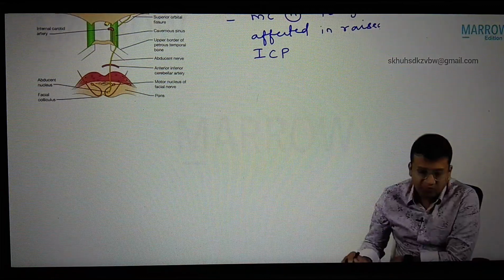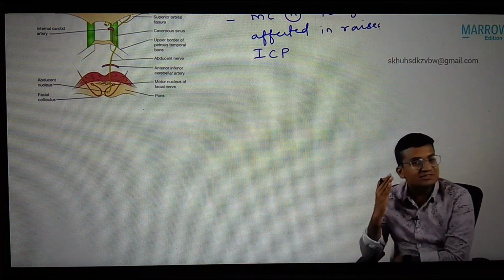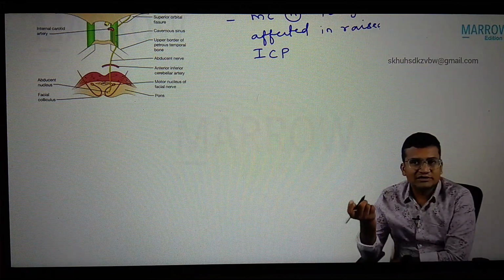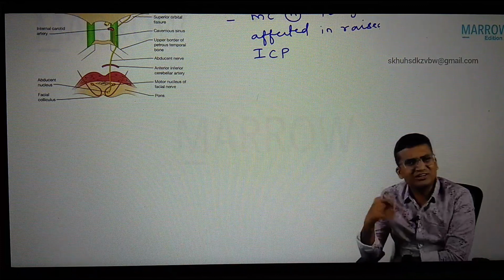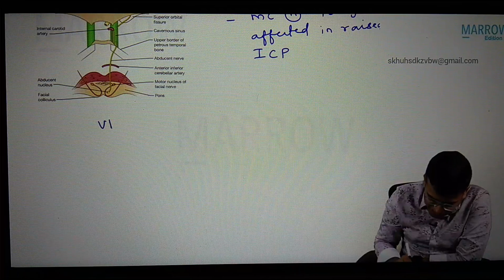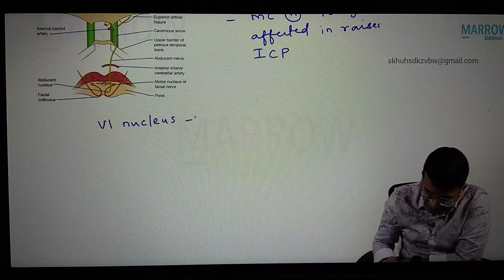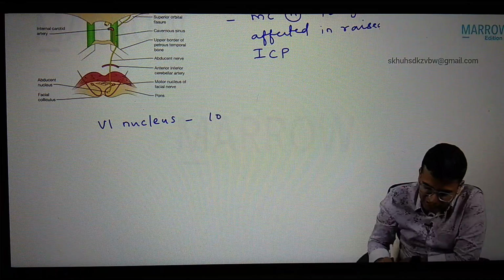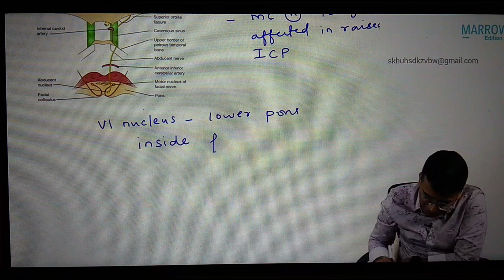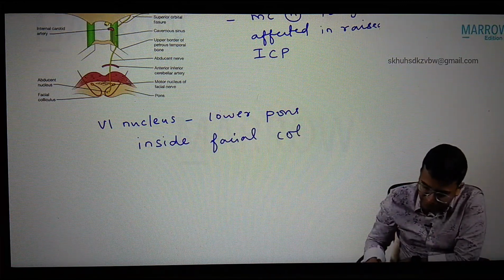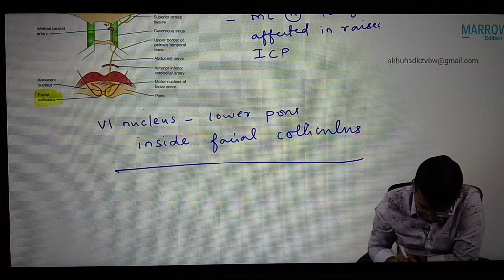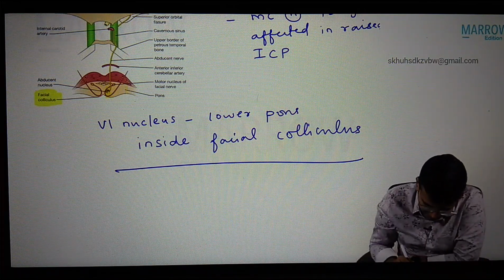Fine. Now, where do you see the abducent nerve nucleus? It is not in the midbrain. I told you already in the brain topic. Now, the abducent nucleus is present in the facial colliculus. Where do you see the facial colliculus? In the upper pons or lower pons? In the lower pons. Okay. So the sixth nerve nucleus is present inside the facial colliculus in the lower pons. I hope you remember. Inside the facial colliculus. Yes, see the diagram? This is the sixth nerve nucleus.